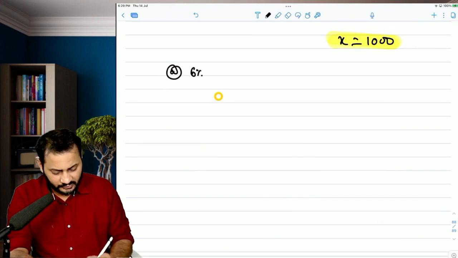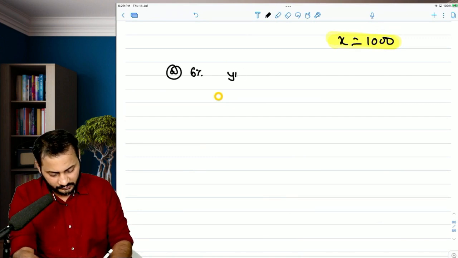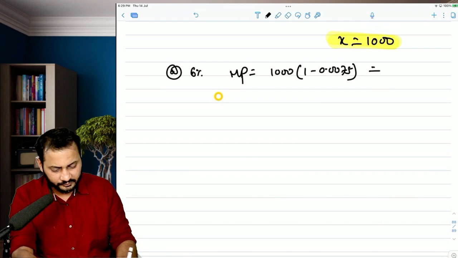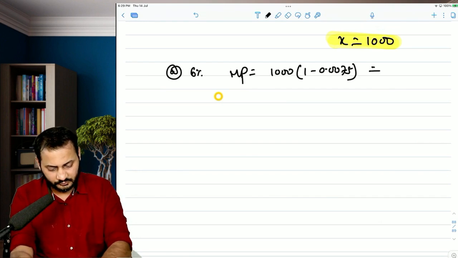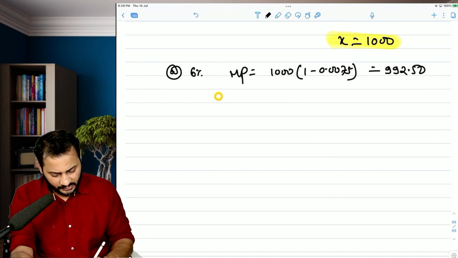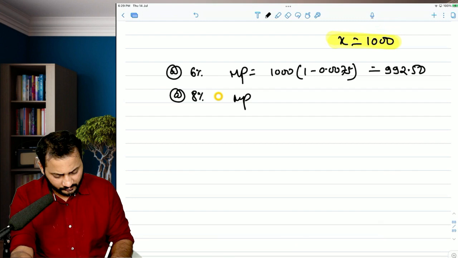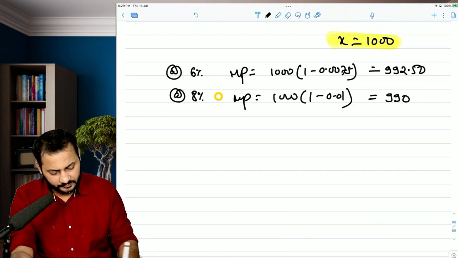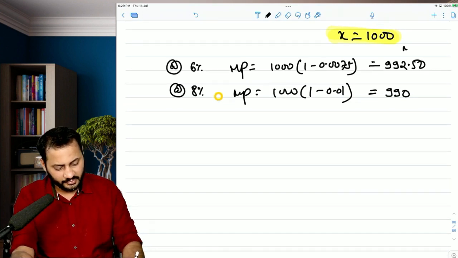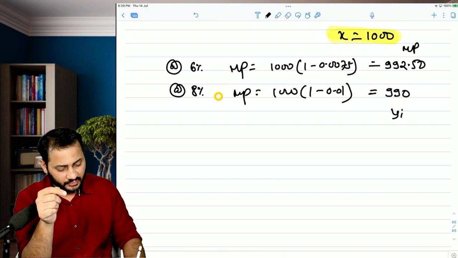At 6%, market price will be 1000 in bracket 1 minus 0.0075, 992.5. Am I right? This is the market price, and at 8% market price will be 1000, 1 minus 0.01, that's 990. Okay, this is the market price. This is the investment on which the yield will be calculated.